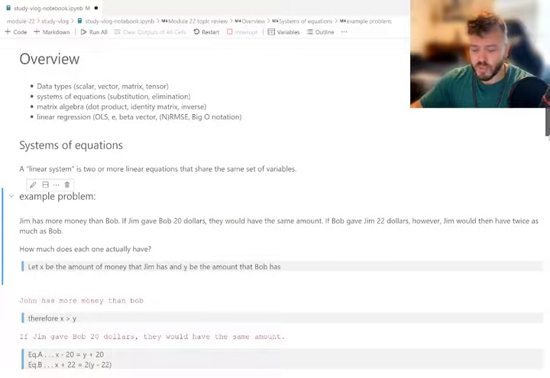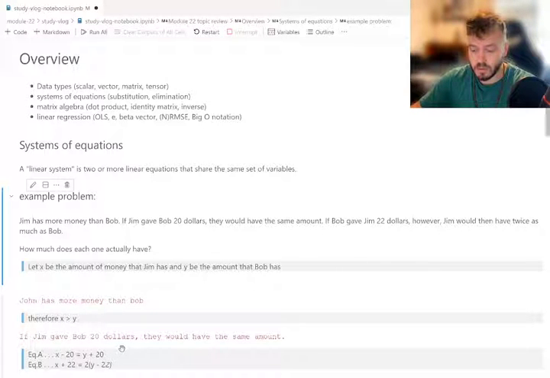The next piece of information we have is that if Jim gives Bob $20, then they would have the same amount of money. What that looks like in algebraic notation is if Jim, X, gave $20 away, so X minus 20 equals Bob, Y plus 20. So Jim loses this value of 20, and Y gains this value of 20 because Jim is giving Bob $20. Right?